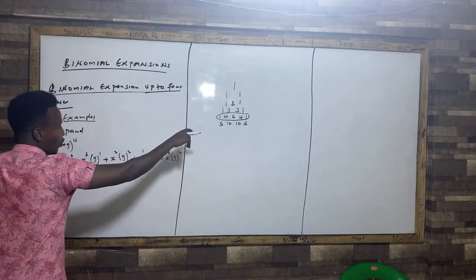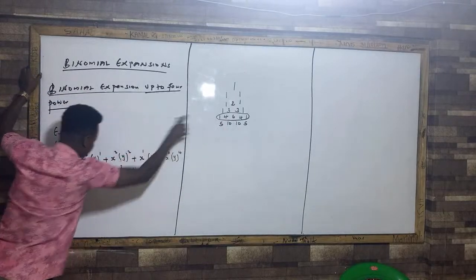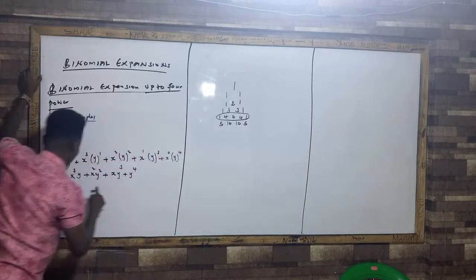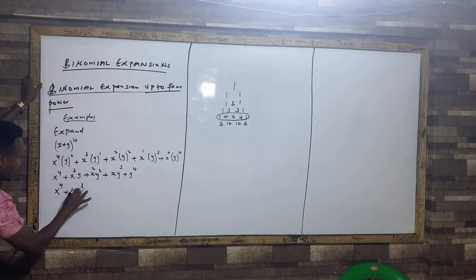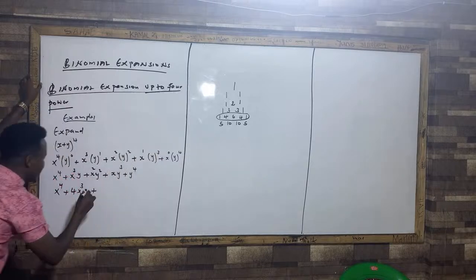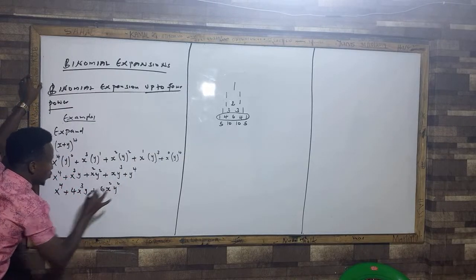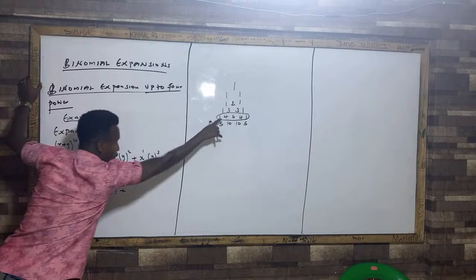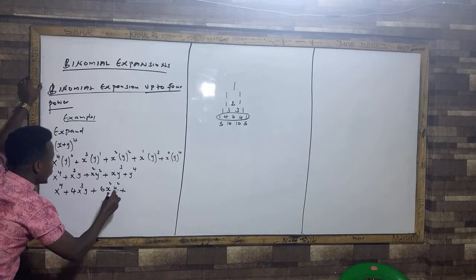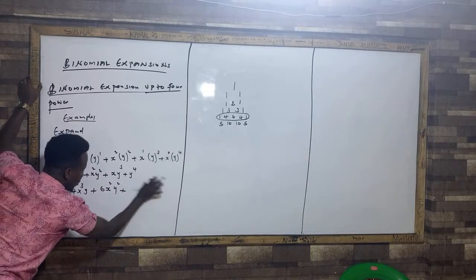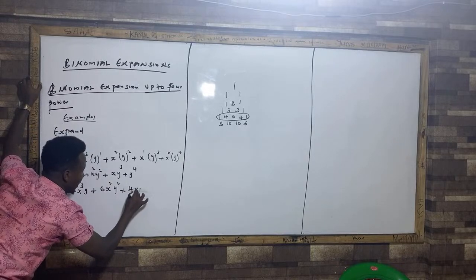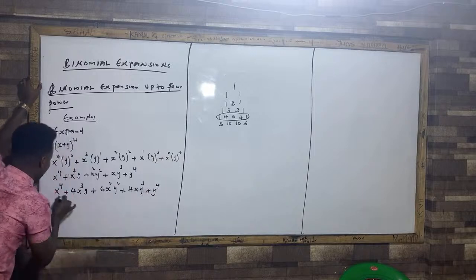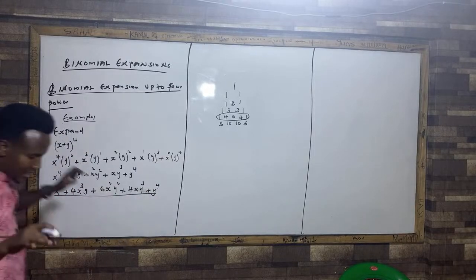So I will use these coefficients. 1 times this one, it will remain the same, so it will be x to the power 4, plus 4 times this one, it will be 4x cubed y alone. Plus 6 times, 6x squared y squared. Again, plus 4 times, 4 x alone y cubed, plus the last one is 1. 1 times this one, it will remain the same. This is the final answer for the expansion of that one.